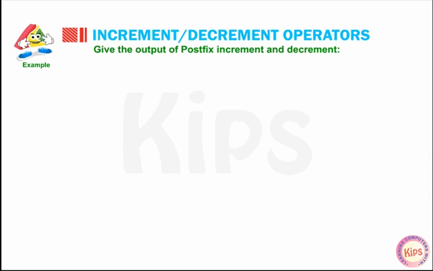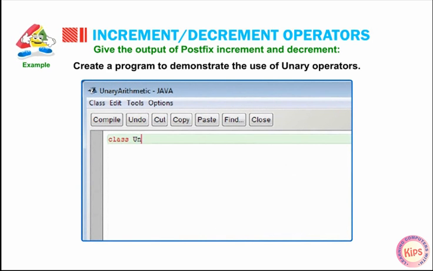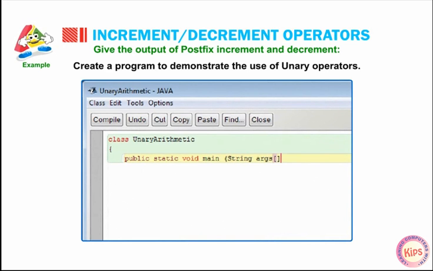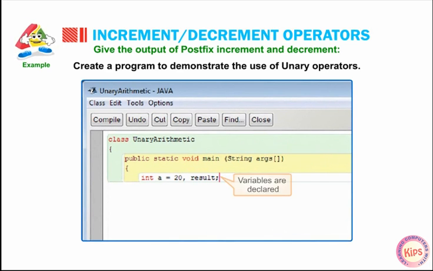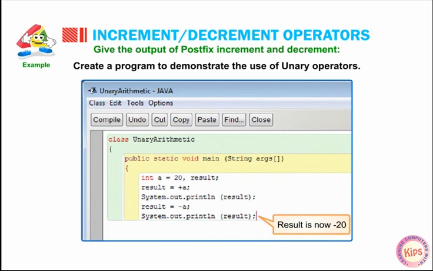Let us understand this through an example. Create a program to demonstrate the use of unary operators. class UnaryArithmetic { public static void main(String[] args) { int a = 20, result; Variables are declared. result = +a; System.out.println(result); Result is still 20. result = -a; System.out.println(result); Result is now -20.